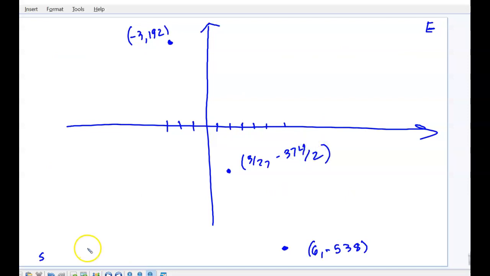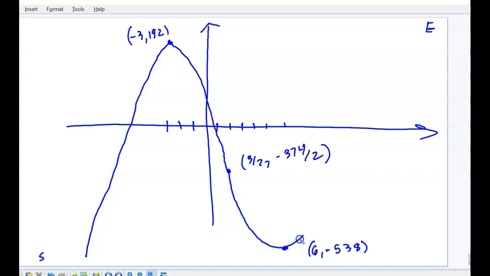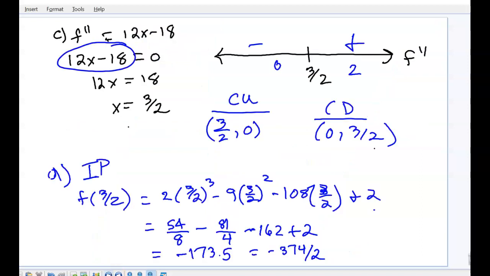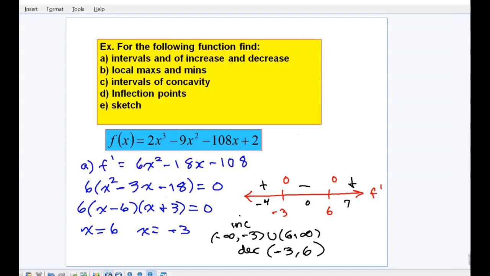Okay, so my graph is increasing until it hits here, then it's decreasing, and then it switches concavity right there and goes back up. So my sketch is going to look something like this. Again, this is an inflection point, so the concavity changes. This is a max, this is a min. And there's a graph that meets the requirements of this equation here.